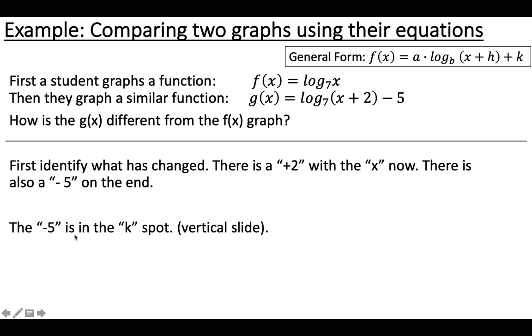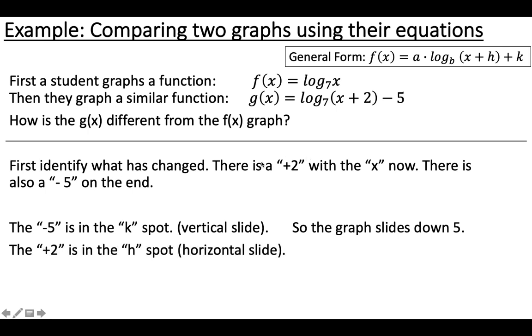Okay, so the negative 5 is in the k spot. If you compare this, where's that negative 5? What letter is that in the general form of the equation up here? That negative 5 is in that k spot. And what does k mean? k is a vertical slide. So we have a negative 5 on an up and down slide. The negative means it's going to go down, and so the graph slides down 5. That's what changed from f to g. To get from f to g, you would take the f graph and slide it down 5 to get to g.